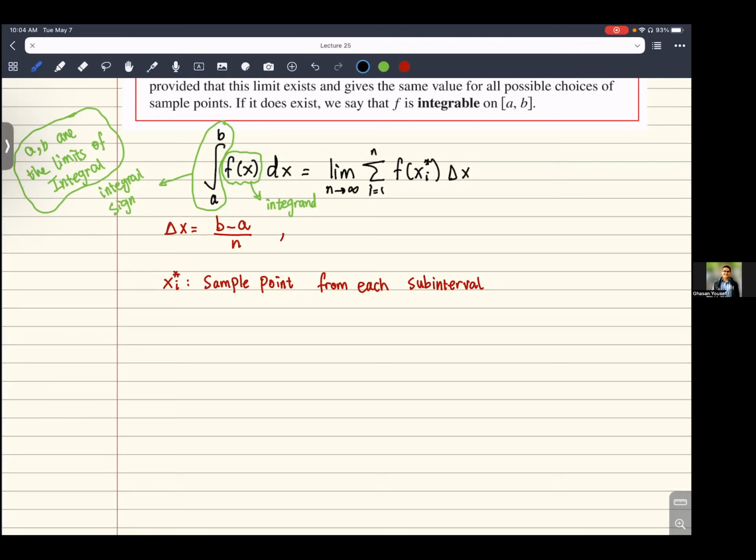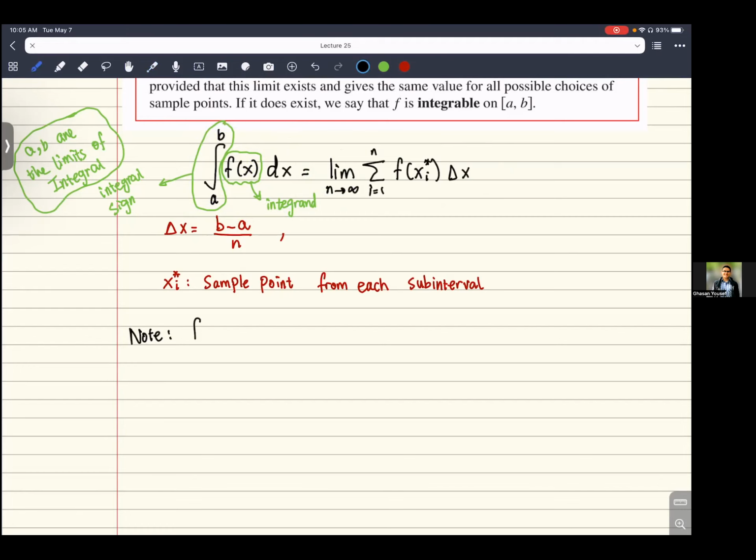I'm going to give you another note, because this is actually a number. The integral from a to b of f of x dx is a number, a value. So this means the integral does not depend on the variable x. I can change it to t, to r, to anything.